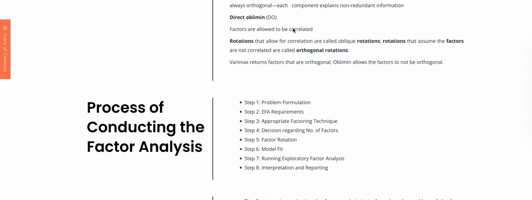Direct oblimin, DO: factors are allowed to be correlated. Rotations that allow for correlation are called oblique rotation. Rotations that assume that factors are not correlated are called orthogonal rotation. Varimax returns factors that are orthogonal; oblique allows the factors to not be orthogonal.